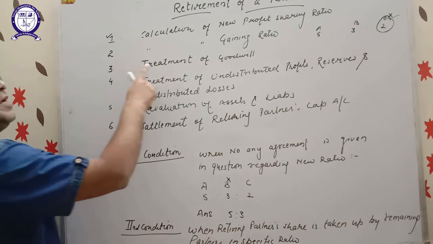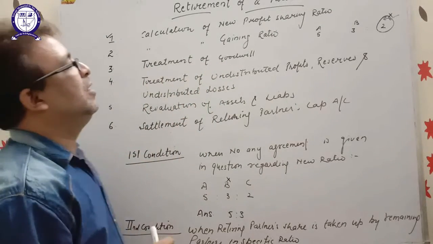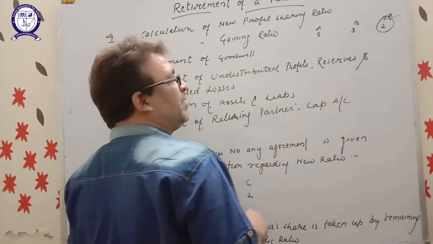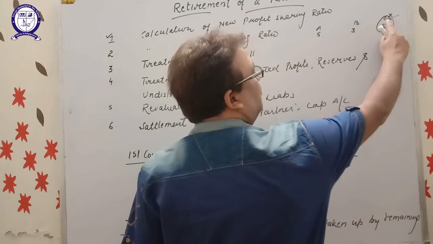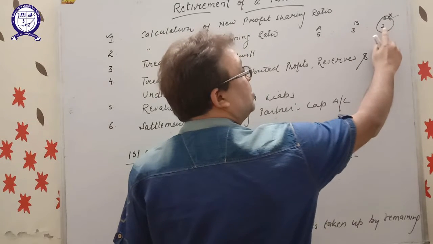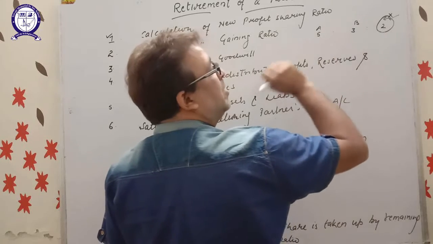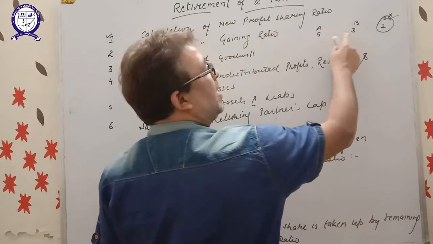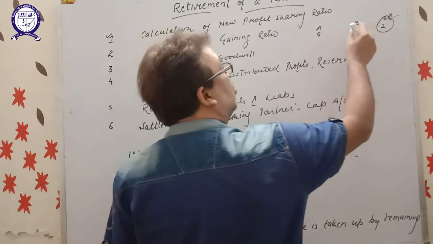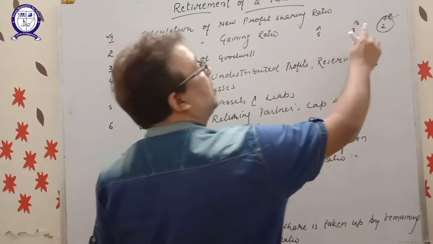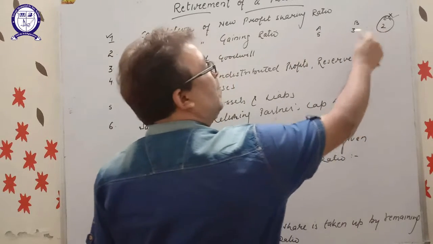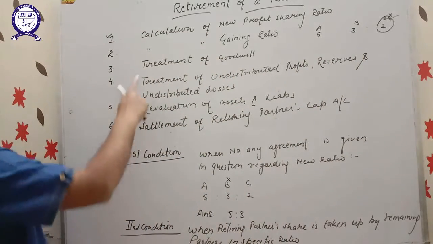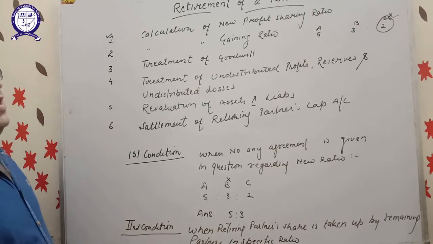Third point is treatment of goodwill. So what is the treatment of goodwill at the time of retirement of a partner? C is a retiring partner, you know. C is giving his share to A and B. So C is a sacrificing partner and the remaining partners A and B are gaining partners. So the goodwill amount of C's share will be given to him by A and B. So we have to learn what is the treatment of goodwill.